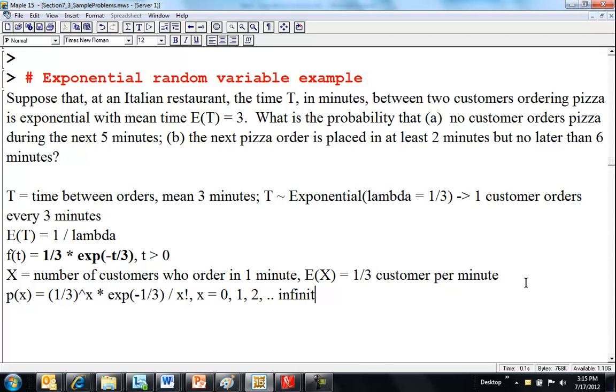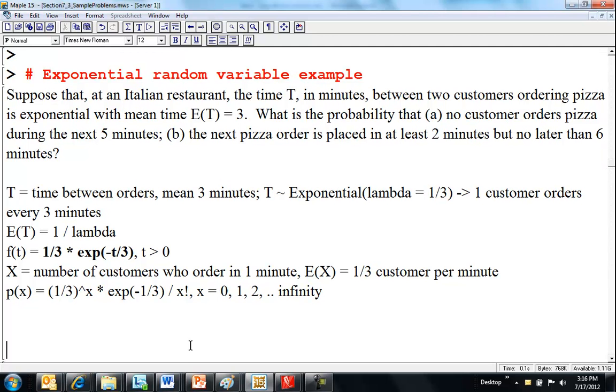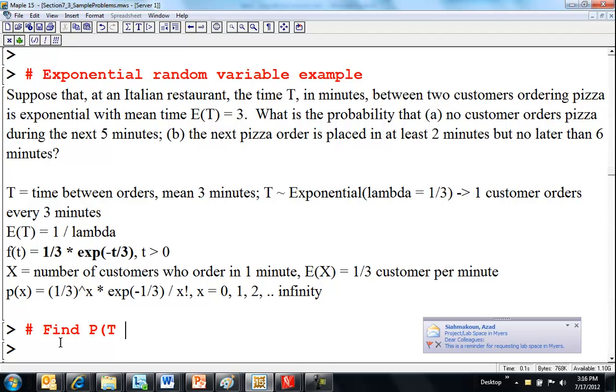Okay, so now I can look at the problem either way. Part A, I can do it as an exponential or I can do it as a Poisson. So let's just do part A. Let's bring up, there we go. So what's the probability that no customer orders pizza during the next 5 minutes? So time between orders, that would mean the time between orders is more than 5 minutes. So let's find the probability T is greater than 5.